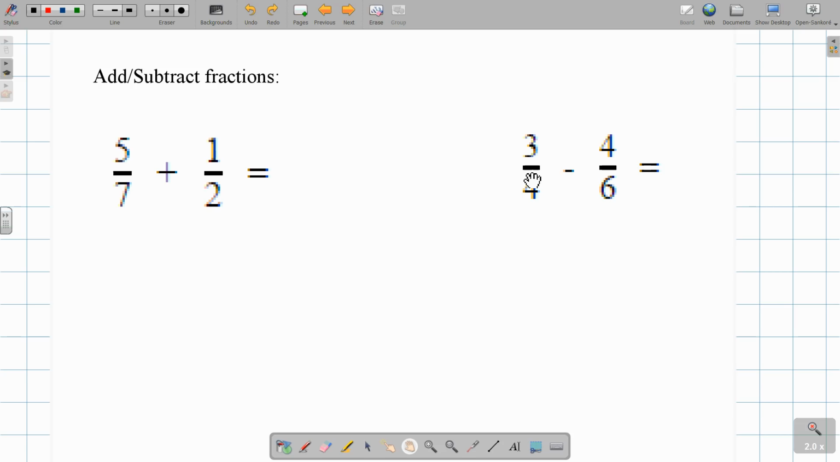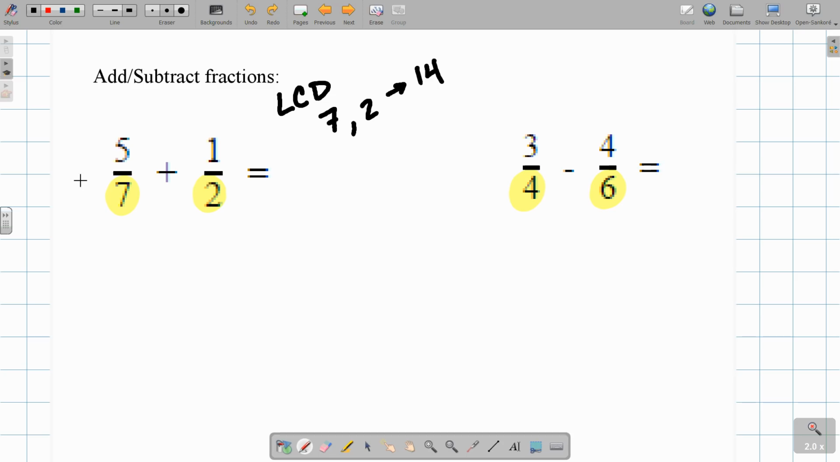Adding and subtracting fractions. When you have like denominators, you simply add the numerators. But obviously, with 7 and 2 there, you first need to get what's called the lowest common denominator, the LCD. So you ask yourself, 7 and 2 go into what number, the smallest number possible? Well, neither 2 nor 7 goes into anything else, but the smallest number possible is 14.